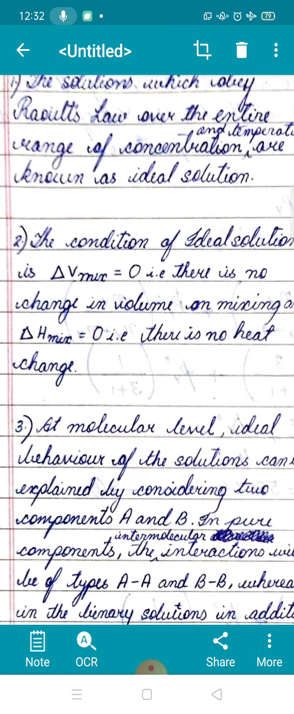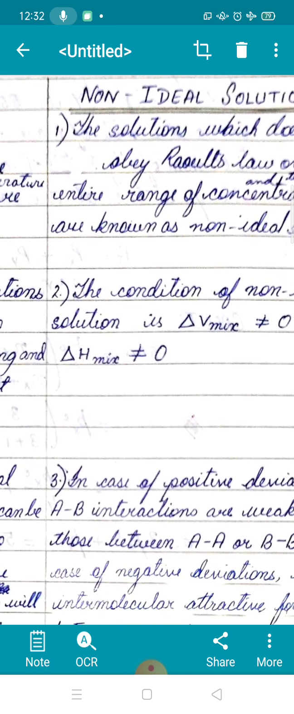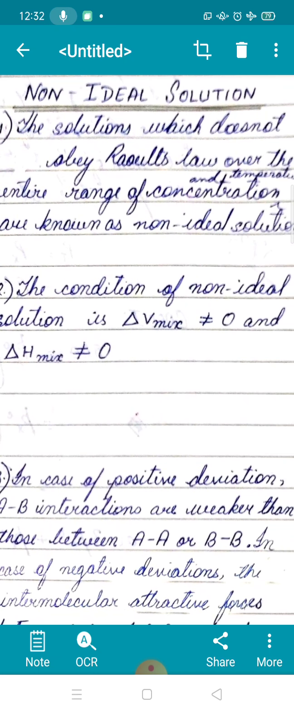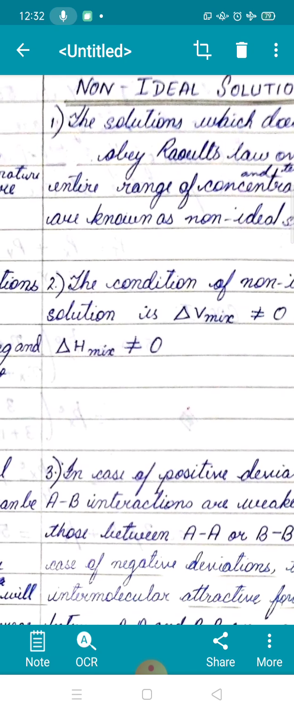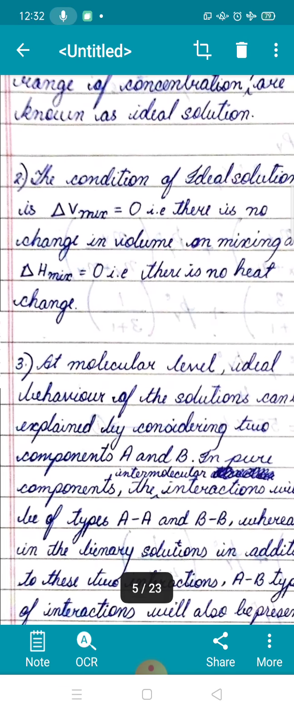So what kind of questions can you expect during exams? Suppose they say you have been given 10 ml of component A and 10 ml of component B, and the final volume of the solution is found to be 19.8 ml. What kind of solution does it form? What will be your answer? Your answer will be the solution is a non-ideal solution because delta V mix is non-zero. So be prepared for this kind of question.